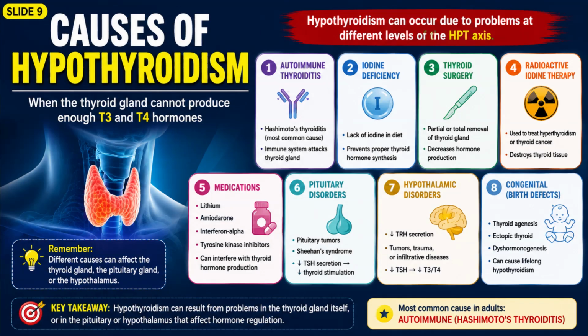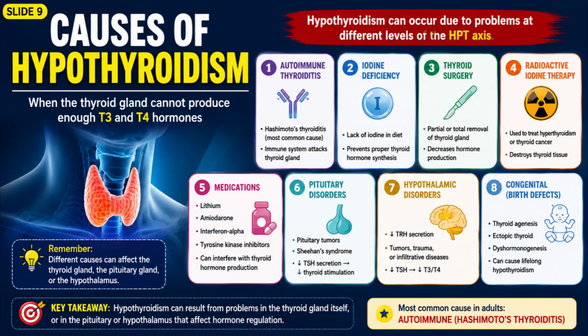Hypothyroidism occurs when the thyroid gland fails to produce sufficient amounts of thyroid hormones. This condition can develop due to several underlying causes affecting the thyroid gland itself or the hormonal control mechanisms that regulate thyroid function. The most common cause of hypothyroidism in adults is Hashimoto's thyroiditis, an autoimmune disorder in which the body's immune system attacks the thyroid gland, gradually reducing its ability to produce hormones.